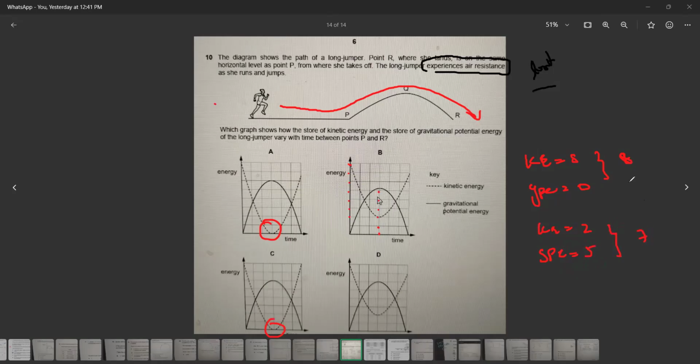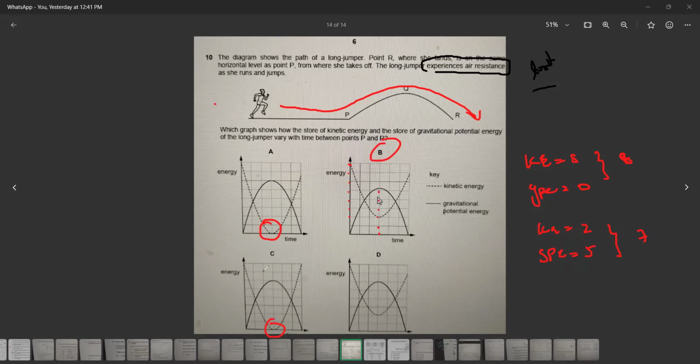So it means the sum of kinetic and potential energy has decreased, and it should decrease. Why should it decrease? Because it is experiencing air resistance. If it was not experiencing air resistance, then the sum should not change. So the correct answer is B. Why not D? Why did we not select D?